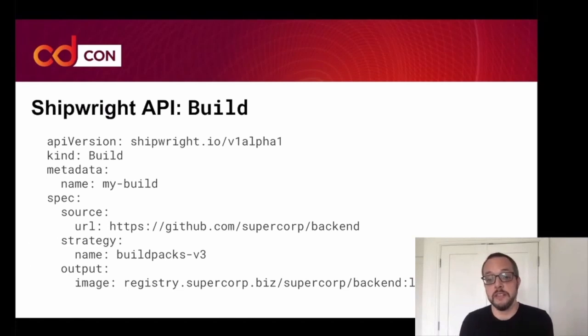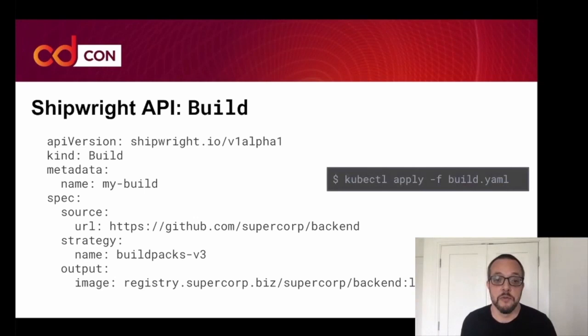Like Tekton, Shipwright is a number of CRDs, Kubernetes custom resource definition types. The build type is the main one that you would interact with on a day-to-day basis. A build defines the general build process for pulling source, doing something to it, pushing an image. This example YAML here describes a build called myBuild that pulls source from github.com/supercorp/backend. It uses build packs to build that source, and then it pushes the image to registry.supercorp.biz.